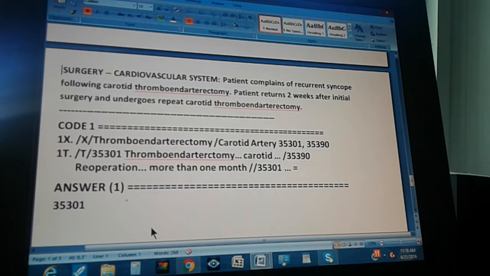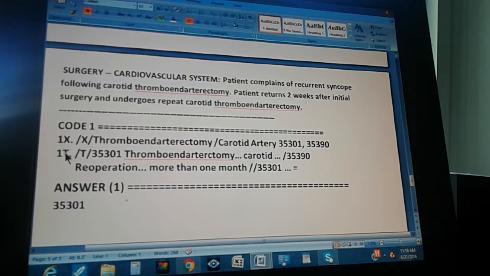That's the procedure, and there's only one code, and the code is found through the index like this. First, you go to the index. Then you go to thromboendarterectomy, which is the procedure, right? Yes. And then you're going to go to the body part, which is? The carotid artery. Why? Because it says carotid over there, right? Yes. So you get 2 codes there. What are those 2 codes? 35301 and 35390, right? So those 2 codes, it has to be one of those.